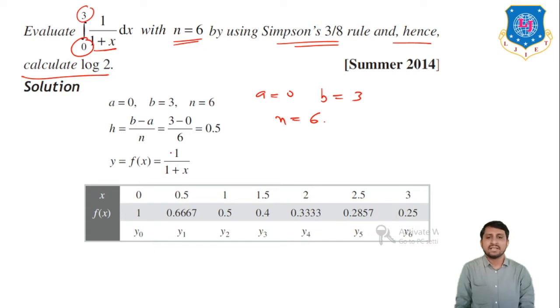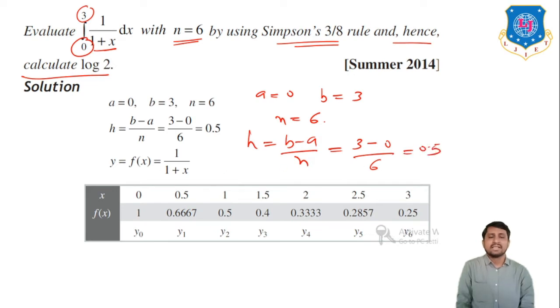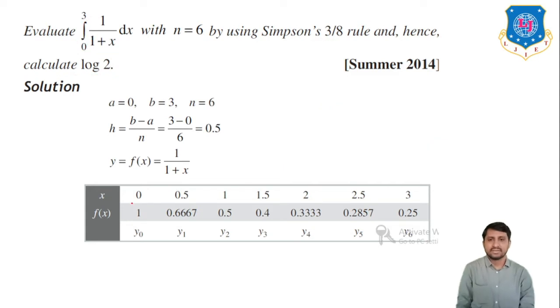Find h, which is equal to b minus a upon n. So 3 minus 0 by 6, that is 0.5. Clear? So the interval is 0.5. So the values of x are 0, 0.5, 1, 1.5, 2, 2.5 and then 3.